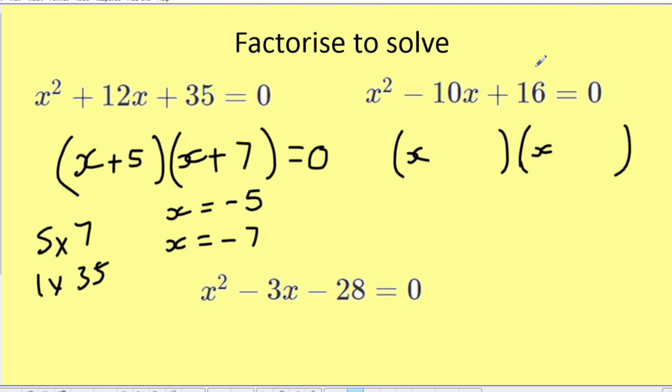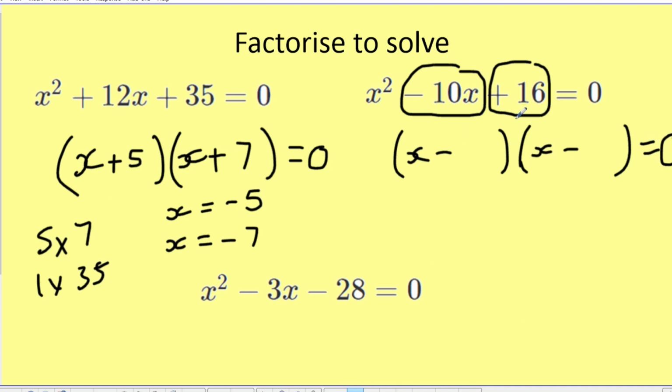Okay, so we need two numbers that multiply together to make 16, but add together to make minus 10. Okay, we saw in the last one that if this is a minus and this is a plus, then these both will be minuses. Because two numbers together have to make positive 16, but one of them has to be a minus. So they both have to be minuses. The only way to multiply two together to make positive 16 is by having them both as negatives.